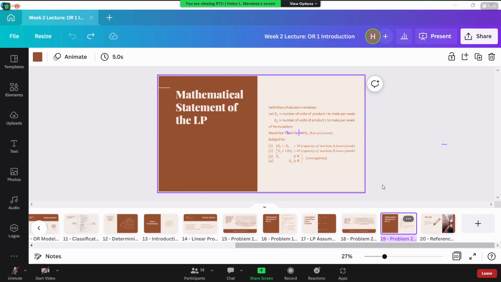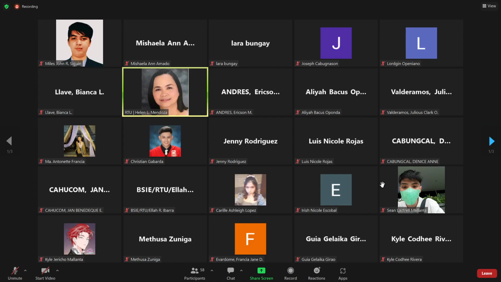Pwede ko namang isend yung... ba't ayaw na matanggal. So, references na yung nasa end. Ayaw gumalaw. Stop share ko, ibabalik ko lang.